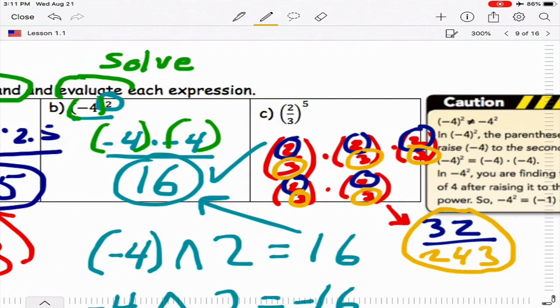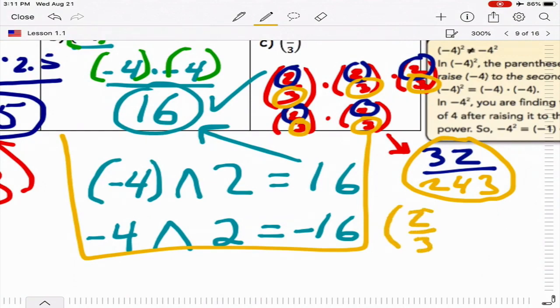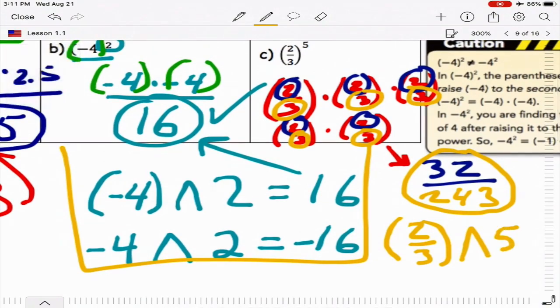And there's your answer. Once again, if you want to use the calculator, which is fine, you would do it with parentheses, 2/3, and then caret, and then 5 for the exponent. And you would still get the same answer, which is 32 over 243.